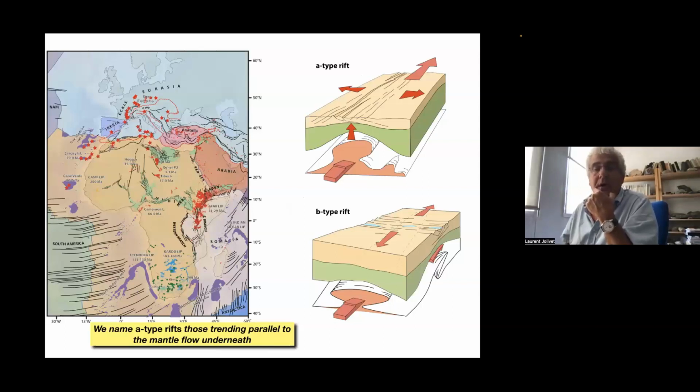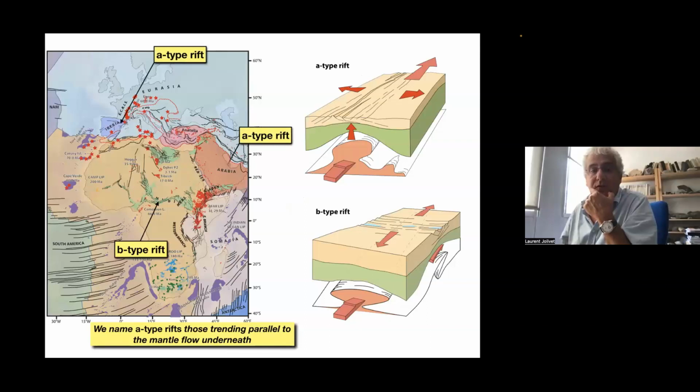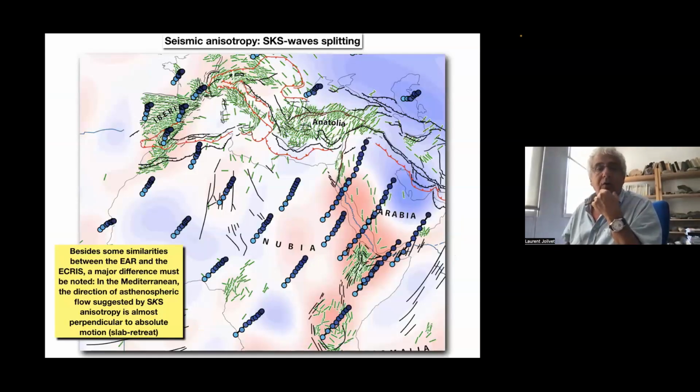So we have chosen to name these rifts A-type rift. I could answer questions to why A-type. So these rifts that are parallel to the absolute motion and related to these fingers, I would name them A-type rift, as opposed to B-type rift, that would be highly oblique or perpendicular to the main mantle flow underneath. So there are similarities between the East African rift and the West European rift system, but there are also differences.